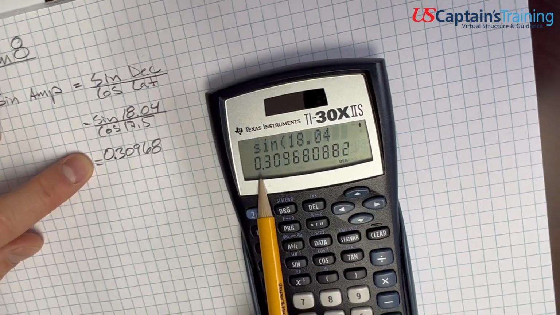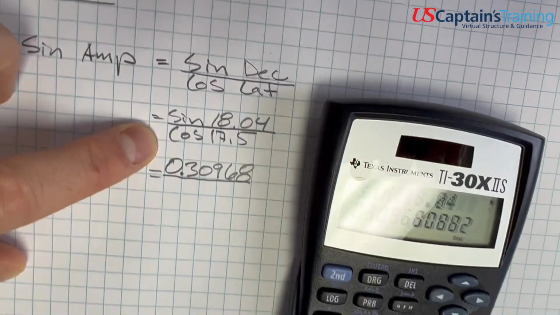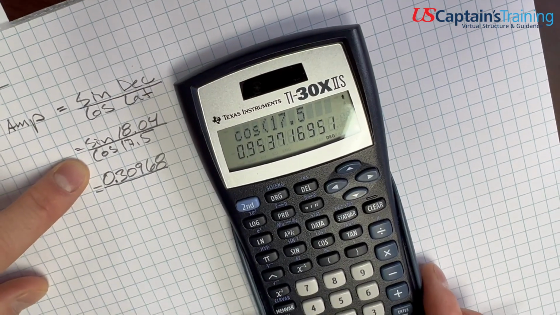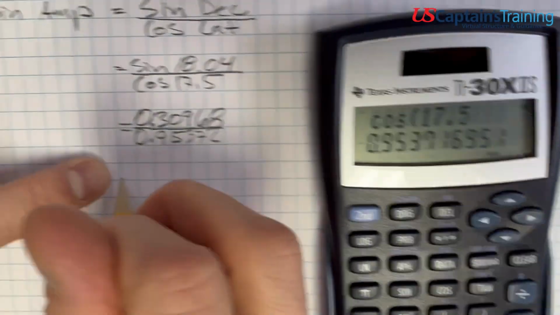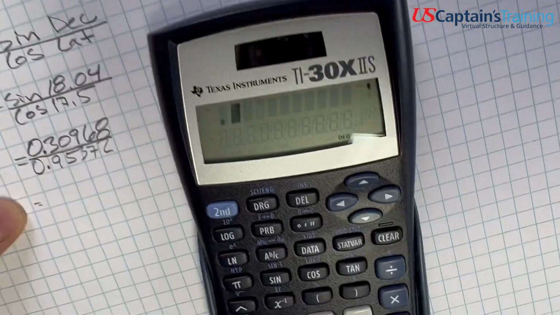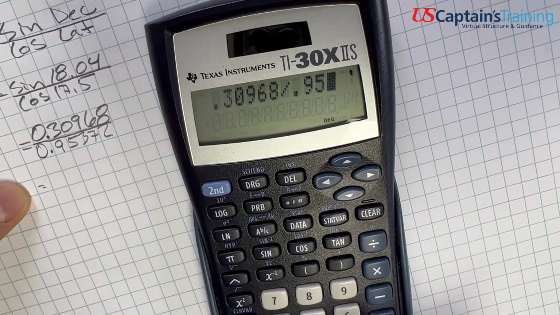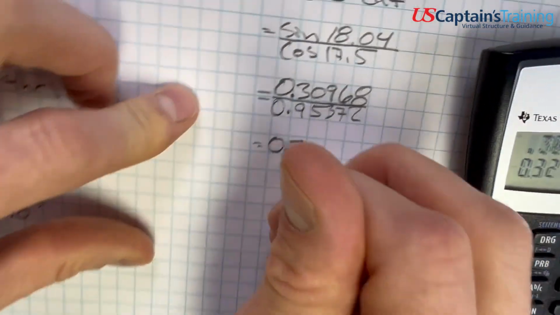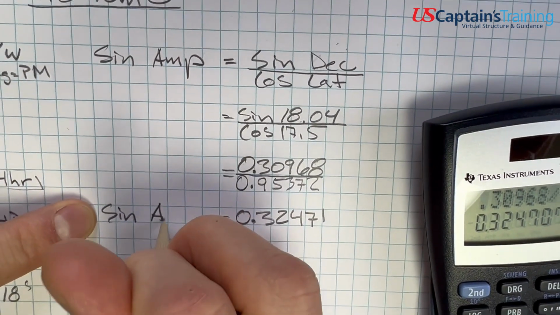0.30968. I would double check your numbers here because there's a lot of them. We go out to 5 decimal places, and we round that last one based on the next digit. We're looking good. Cosine 17.5 equals 0.95372. Double check. Good. And we'll do this division here: 0.30968 divided by 0.95372 equals 0.32471.